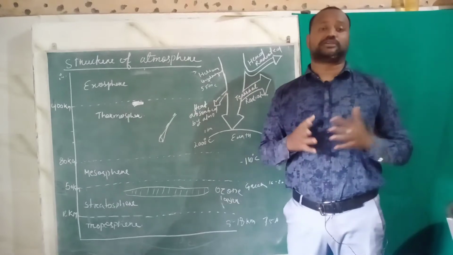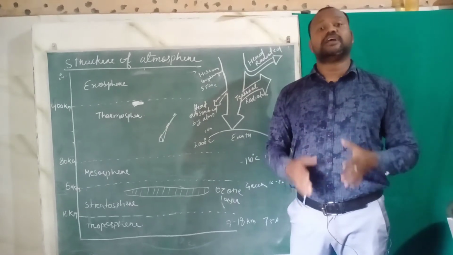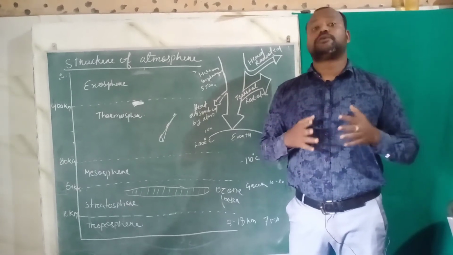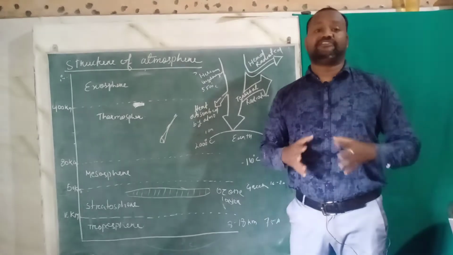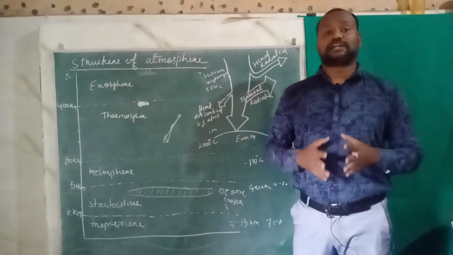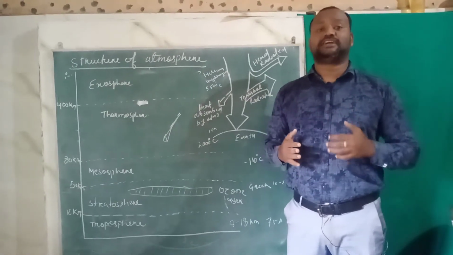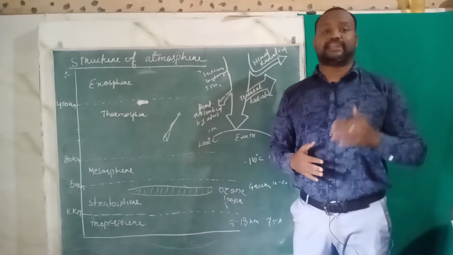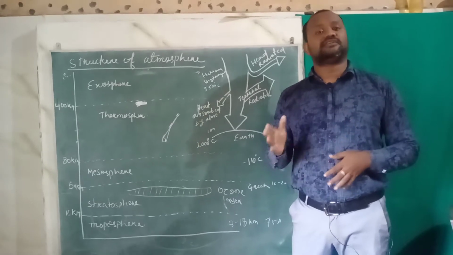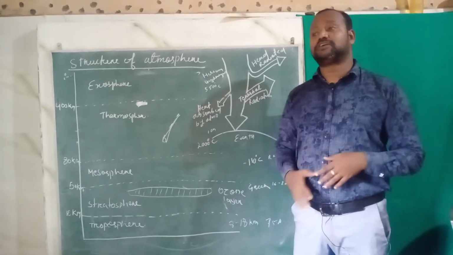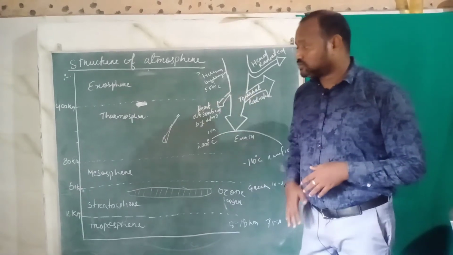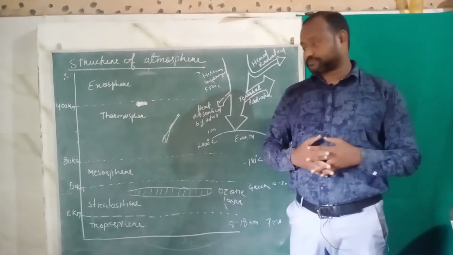Let's discuss the stratosphere. Stratosphere is derived from a Greek word which means stratified layer. In the stratosphere, different layers have different characteristics. That's why it is also called stratified layers. The stratosphere extends about 50 kilometers.